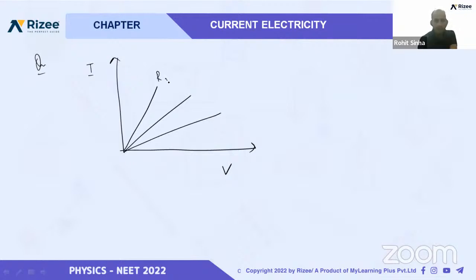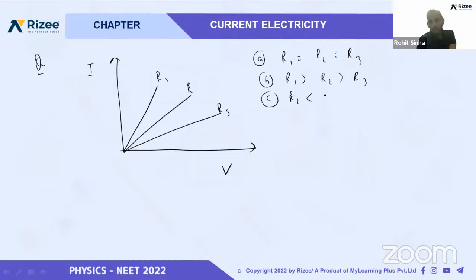Suppose we are having resistance R1, R2 and R3. You have to find the relation which will be greater. A: R1 is equal to R2 is equal to R3. B: R1 is greater than R2 is greater than R3. Find out the answer. I will be waiting for your answer.